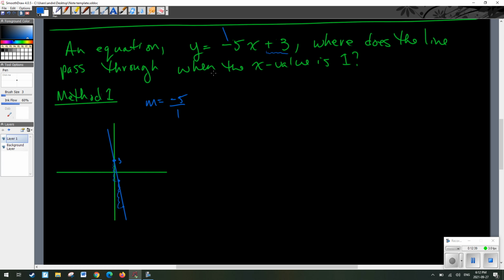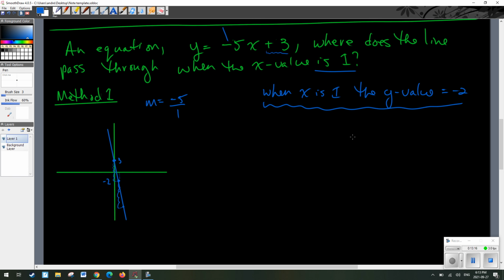And so the question specifically says, where does the line pass through when the x value is 1? Here, again, I wish I had a scale, but I don't. There's my x value of 1. If you were graphing along on graph paper, you would find out that that value is negative 2. And so the answer to that question would be when x is 1, the y value is equal to negative 2. Right? So there's my answer.